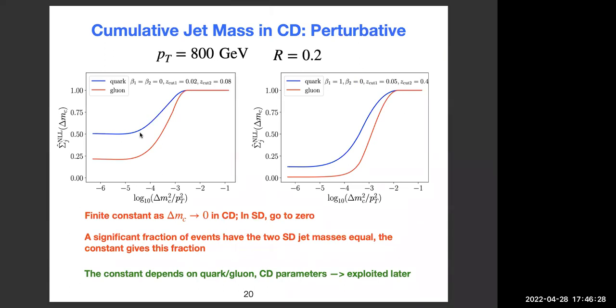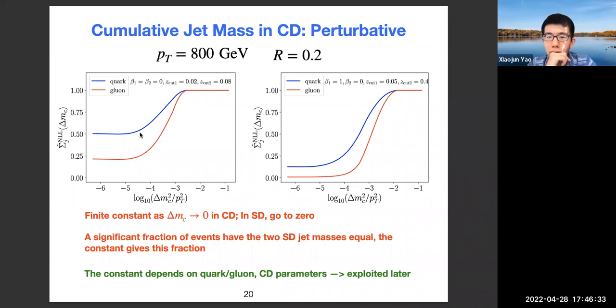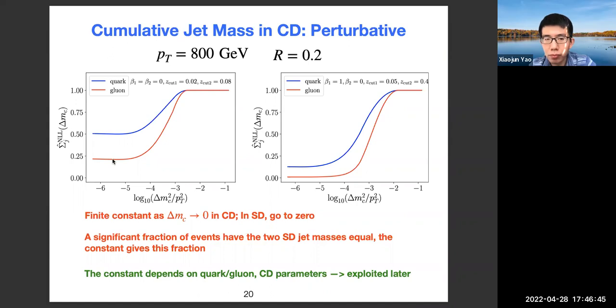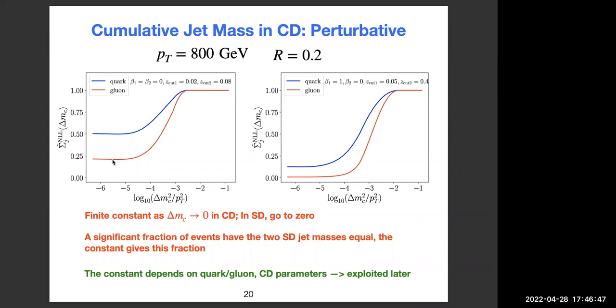So the flatness at MC² over PT², the fact that you get a flat distribution on the right-hand side, as well as the flatness at a smaller value of delta MC² with respect to PT². Intuitively, I missed that point. Could you explain that? Oh, sure.